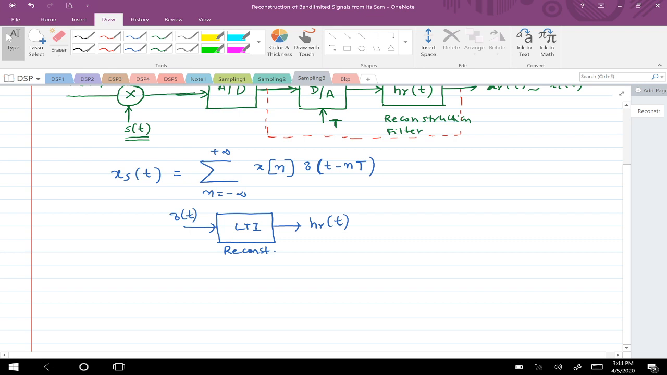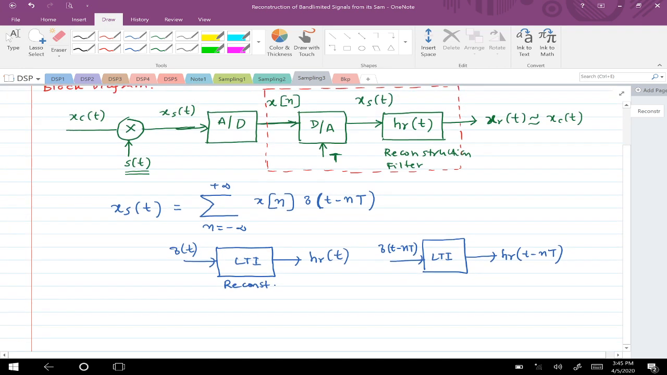Suppose instead, I give as input to the same LTI system delta of t minus nT. What would be the output? This being linear and shift invariant, obviously I should get as output hr of t minus nT, right?